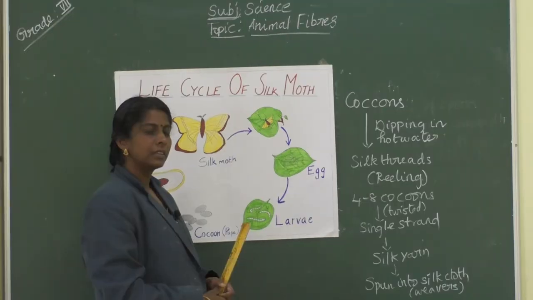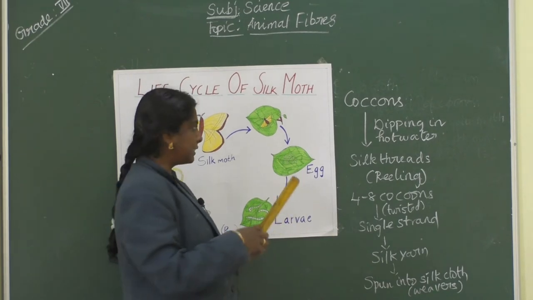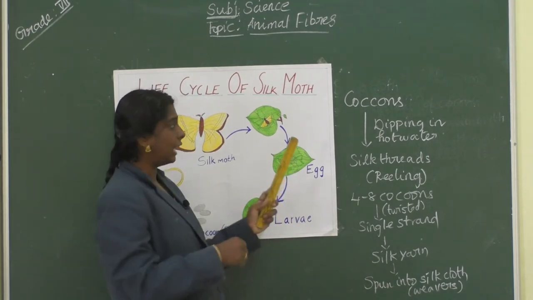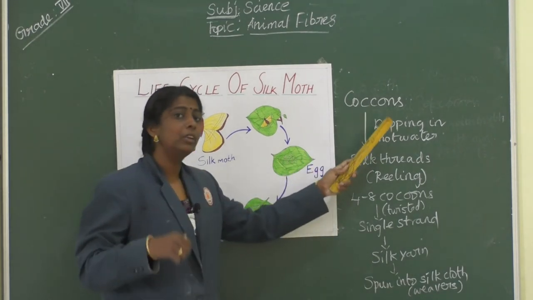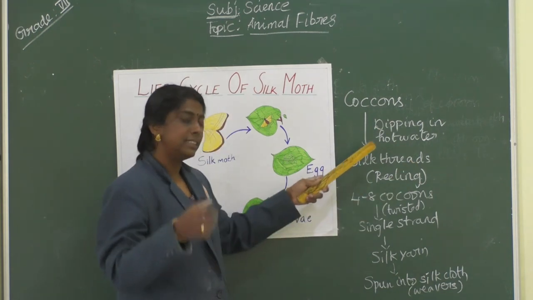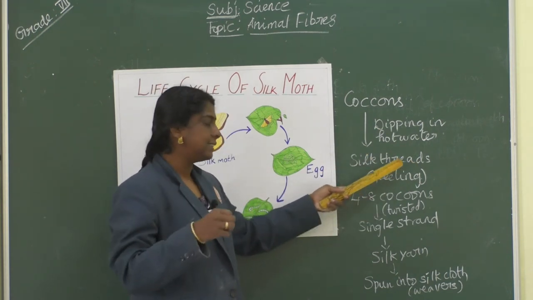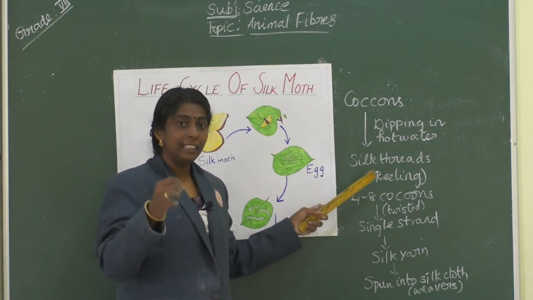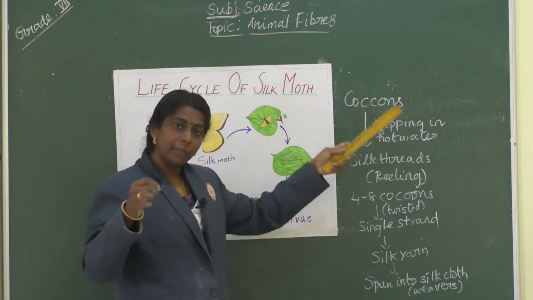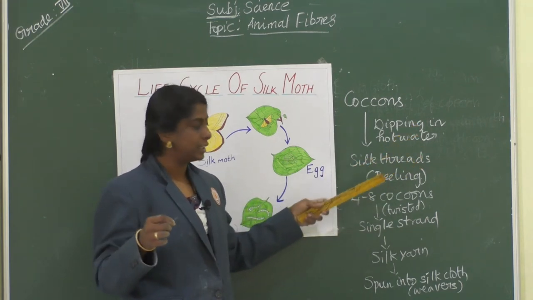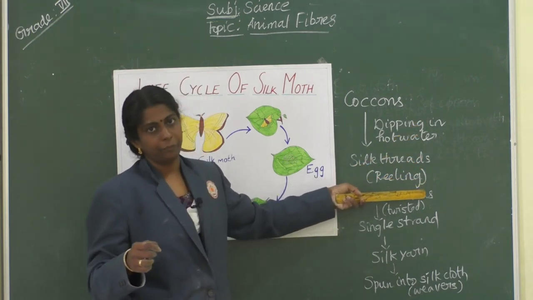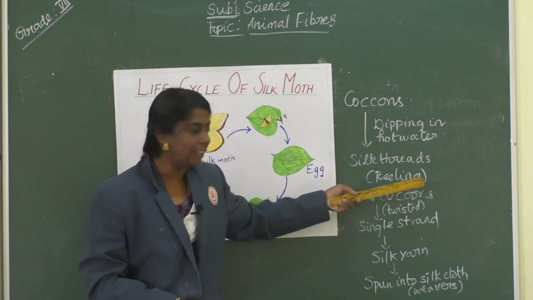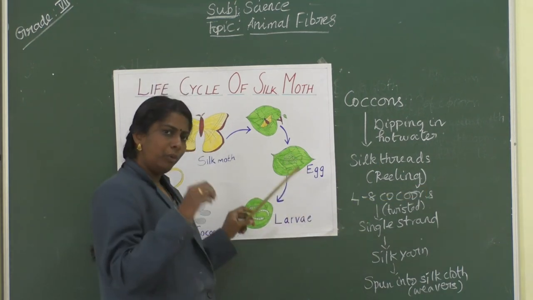Clear? And the cocoons which they separate from the larva, they just dip in hot water to take the silk threads separately. The process of obtaining silk threads from the cocoon by dipping in hot water is said to be reeling. Is that clear?